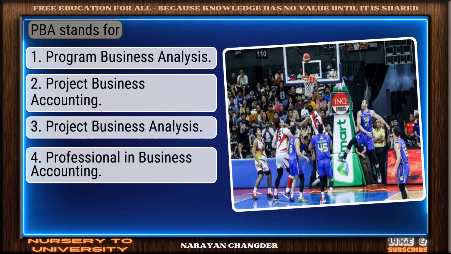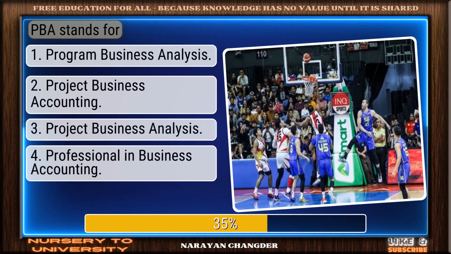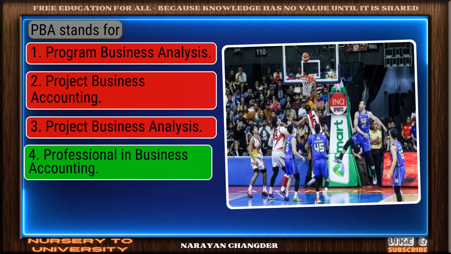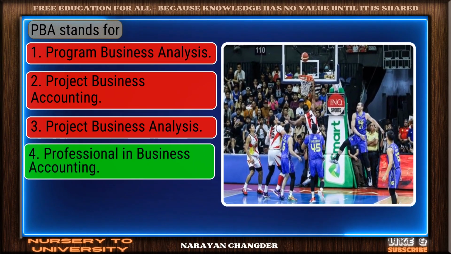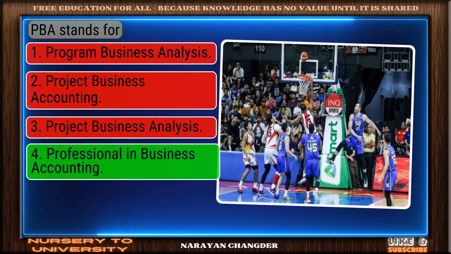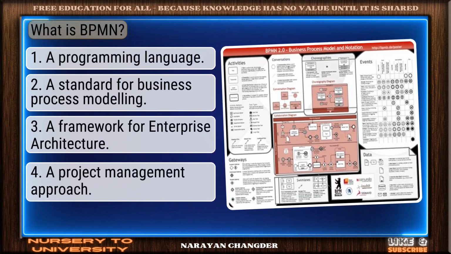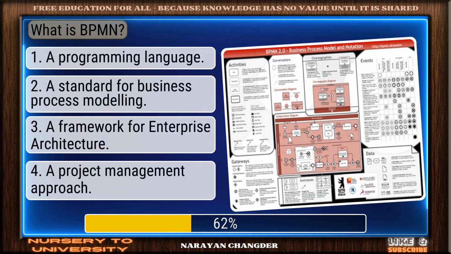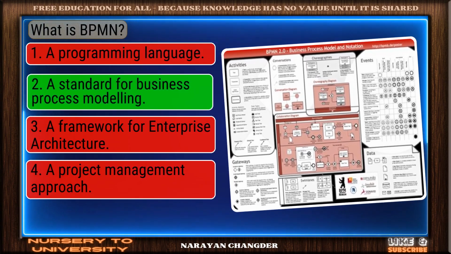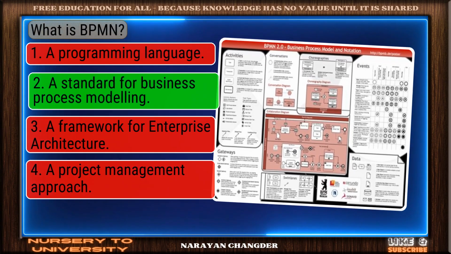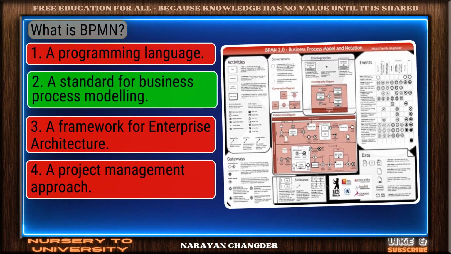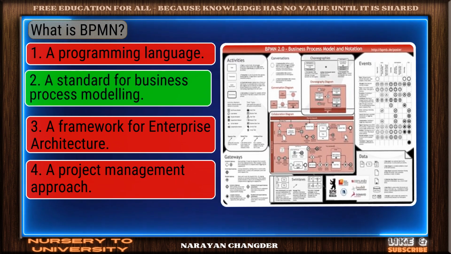Question number 79. P stands for. On track. Professional in business accounting is the correct answer. Question number 80. What is BPMN? You're right. A standard for business process modeling is the correct answer.